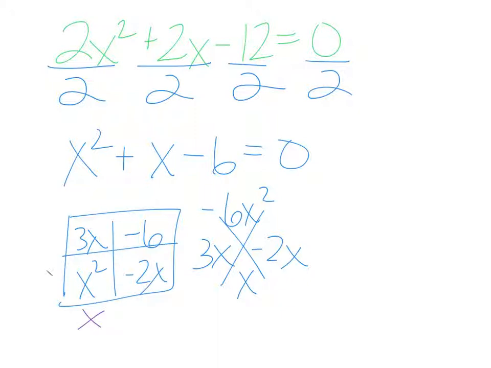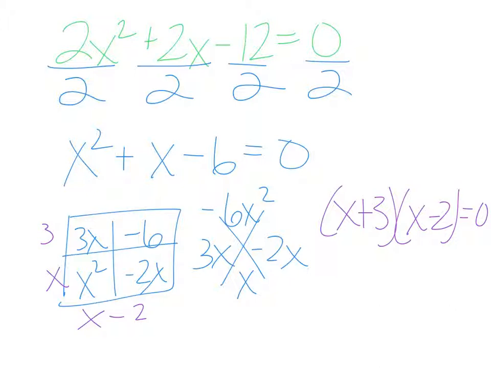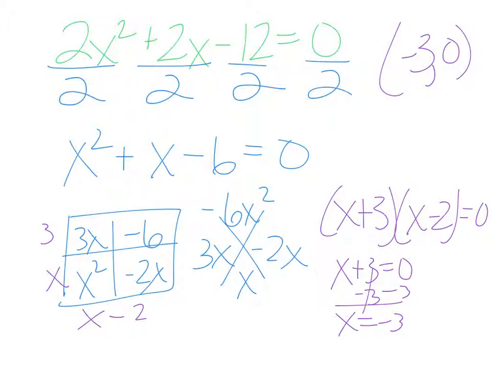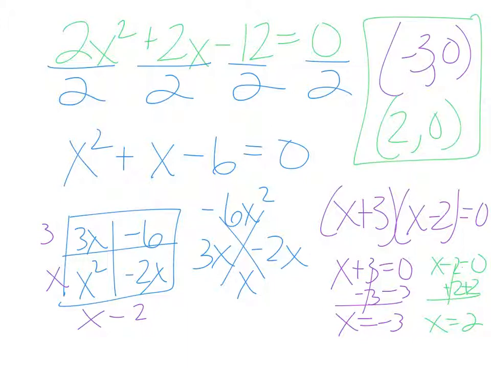We can find the dimensions of our rectangle. So we have x plus 3 as a factor and x minus 2 equals 0. So we can solve x plus 3 equals 0 is x equals negative 3. So one of our intercept points is negative 3, 0. The other point, x minus 2 equals 0. If we add 2 to both sides, x is equal to 2. So 2, 0 would be our other x-intercept point.